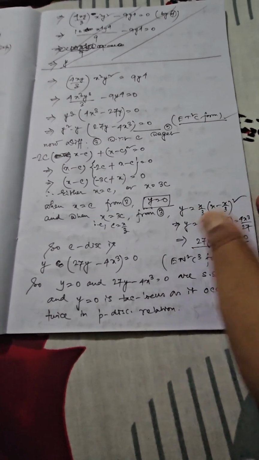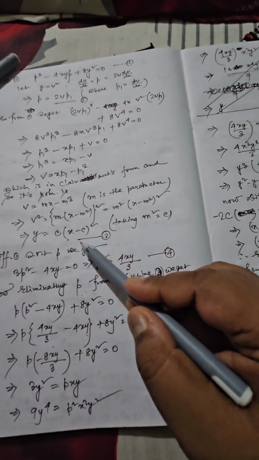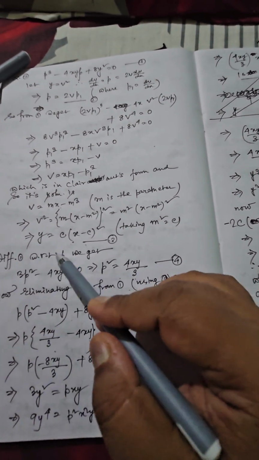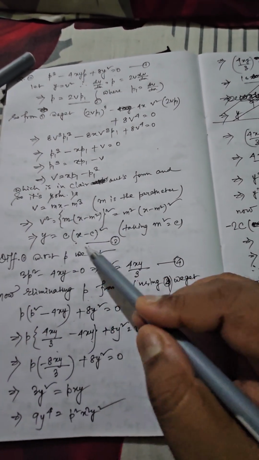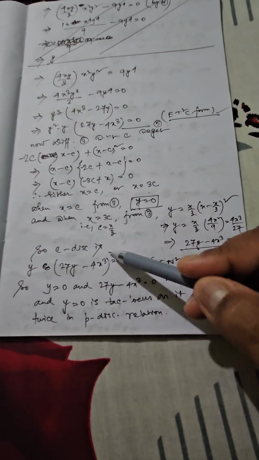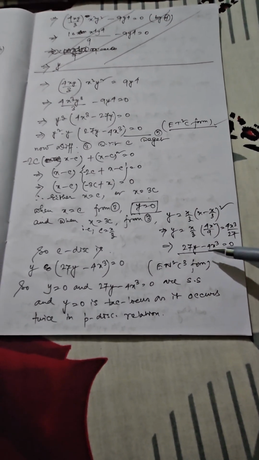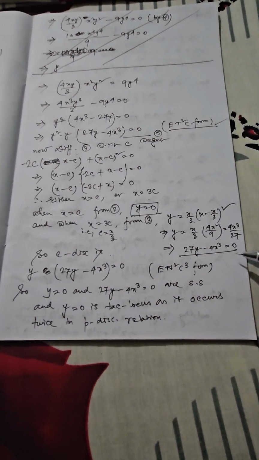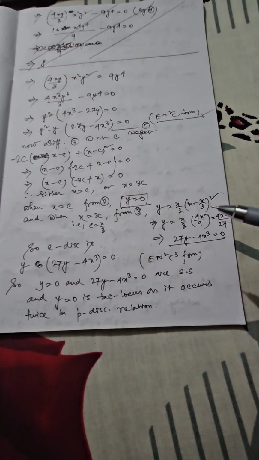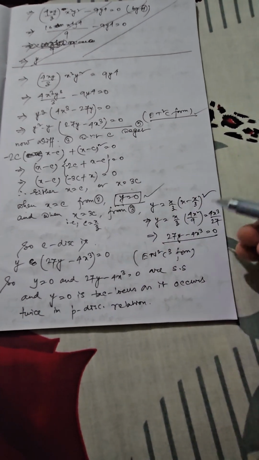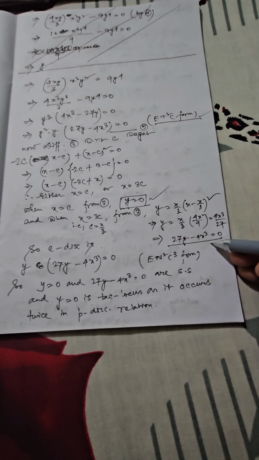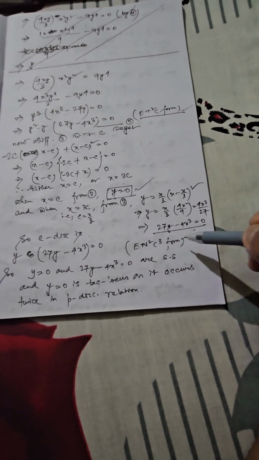Now putting x equal to c in this equation 3 you will see y equal to 0, and also you can see putting x equal to 3c you will get a specific value. Now x equal to 3c means c will be x by 3. So put c equal to x by 3 in this expression of y, and from there you will get 27y minus 4x cube equal to 0 after simplification. So the required c discriminant can be obtained as y multiplied by this expression. So this is in the form of a square c cube.